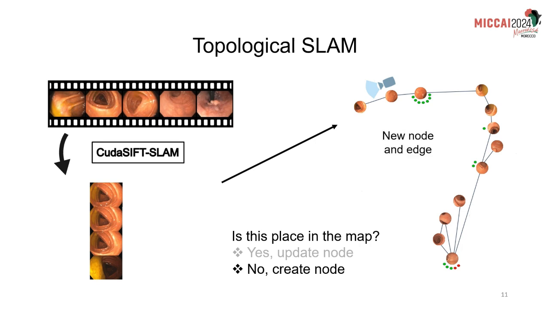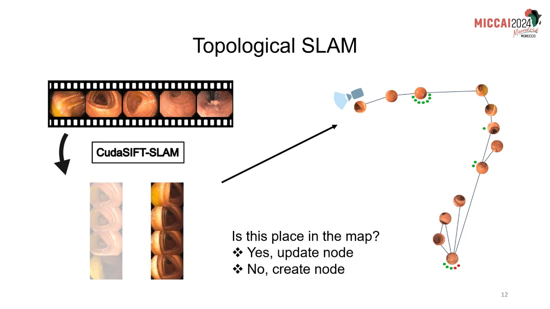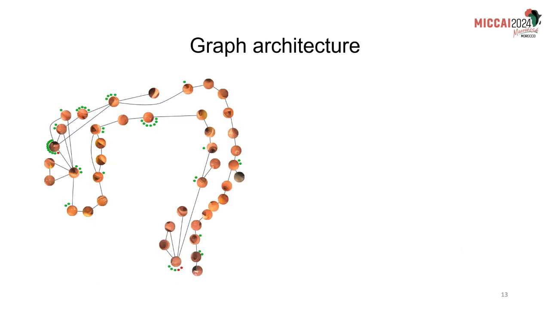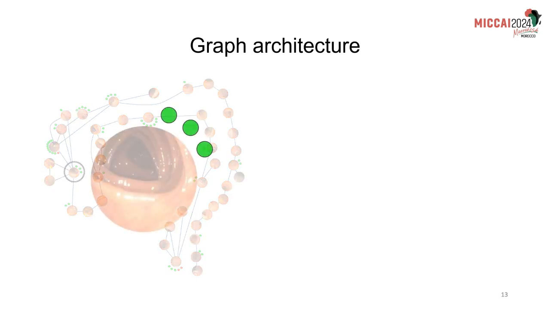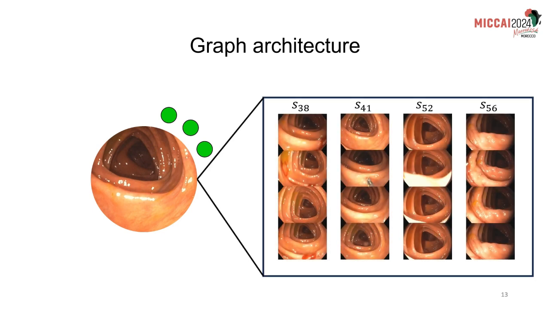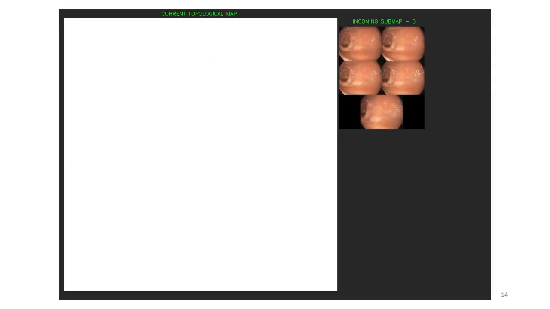We will create a new node by adding a node to the map and a new traversability edge, and we will move the camera position to the last localized node. Then we keep processing the video and get a new submap from CUDA-CIF SLAM, answering the same question as before. In the case that this place has already been mapped, what we will do is update a node with the new submaps and maintain the camera position in the previous spot. In the end, our graph is composed of nodes and edges. The edges represent traversability links between different colon locations, and the nodes represent a colon location and store inside all the submaps from CUDA-CIF SLAM that our algorithm recognizes as co-visible between them.